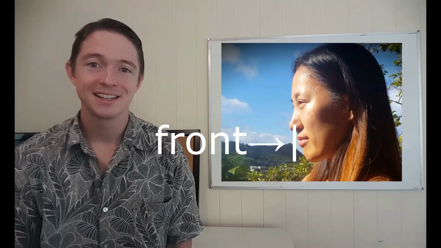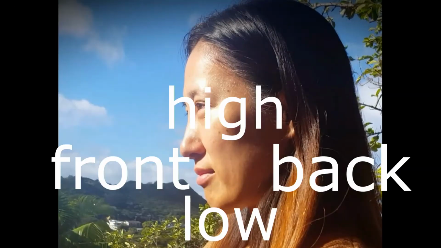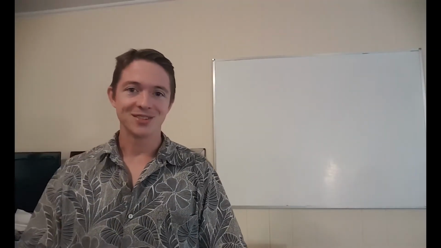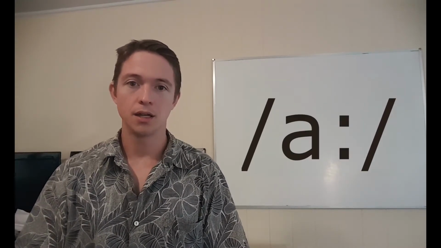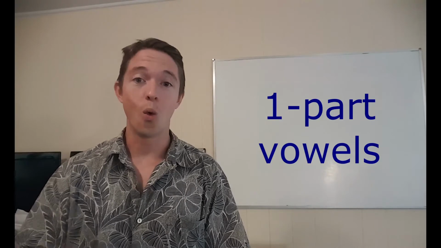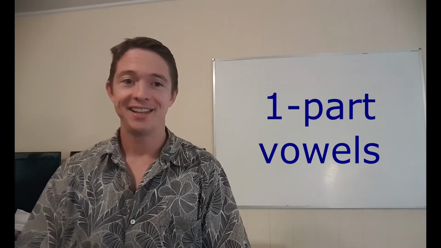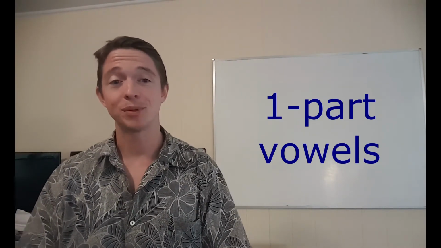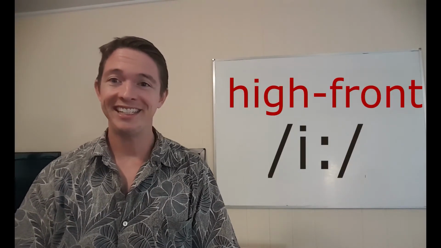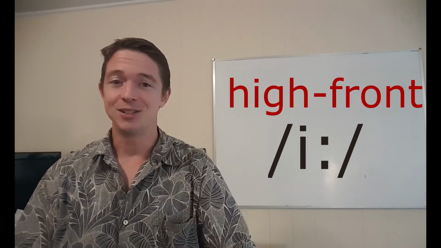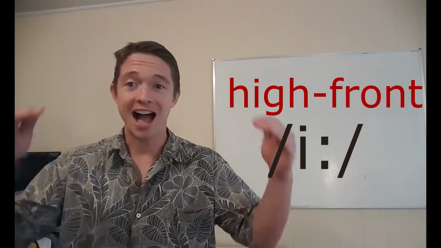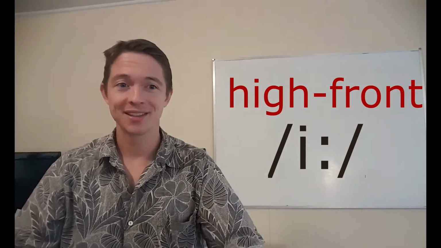The four sides of the mouth are front, back, high, and low. Sounds such as E, oo, and ah are called one-part vowels. Each vowel comes from a different place in the mouth. E. Now you say it. Do you feel it coming from the high front of your mouth?